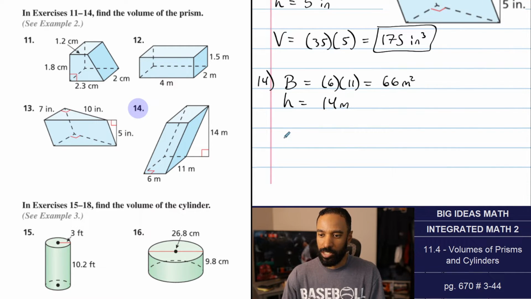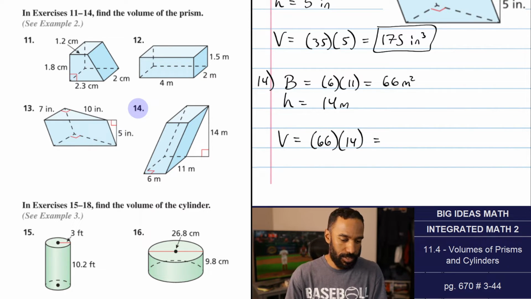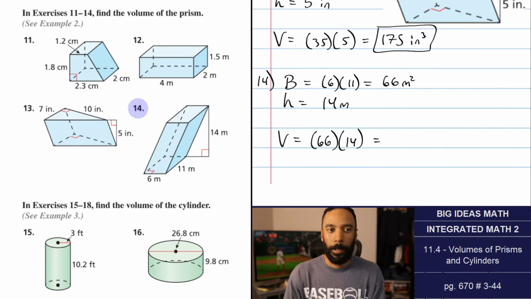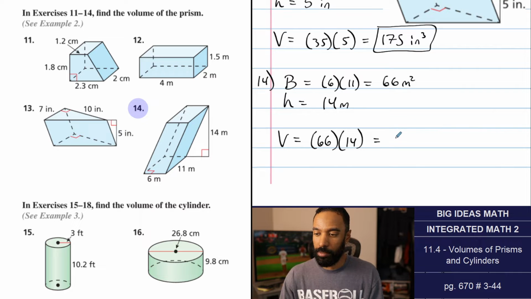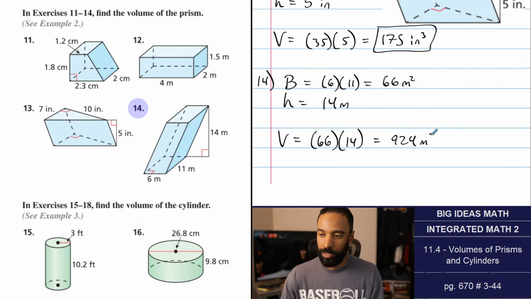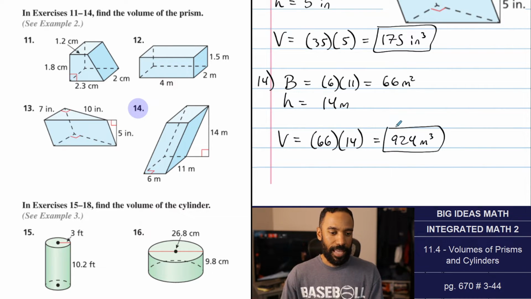So the volume in this case is area of base times height, in all these cases it will be. Area of base times height, which is 66 times 14. 924 cubic meters. And that's your first 4 cracked.